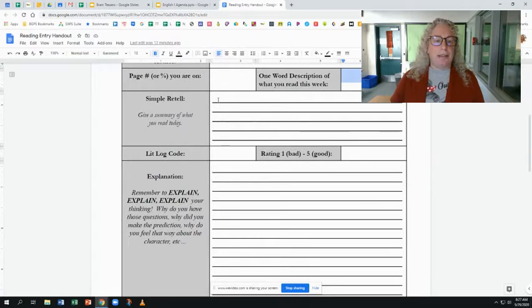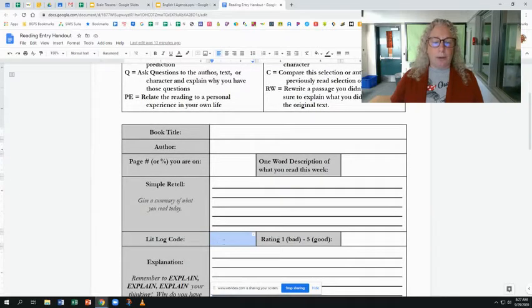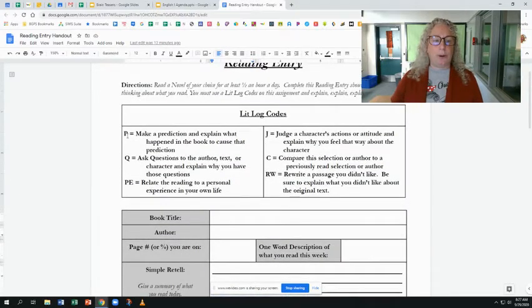Here, you're going to do a simple retell. This is just a simple summary of what's going on in your book right now. So you're going to fill that out here. Here you're going to do that lit log code that I said I would come back to. So let's scroll back up to those lit log codes and go over those. So in this box, you're going to put just the code for one of these. So for example, P, the code P means that you're going to make a prediction and then you're going to explain what has happened in the book that causes you to make that prediction.